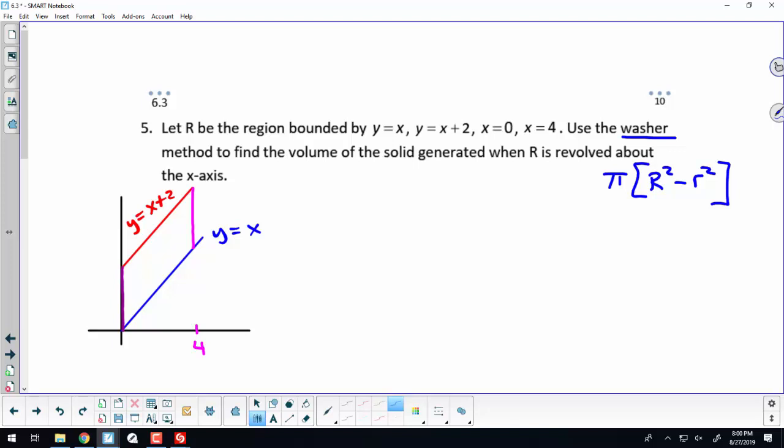And then usually it's obvious when you're using the washer method, right? Because if I have to revolve this about the x-axis, we see there's going to be some gaps. Maybe not here at the point at the origin, but everywhere else, that's going to generate that inner circle of the washer. So all of this rotated around the x-axis, that's where we get that empty space.